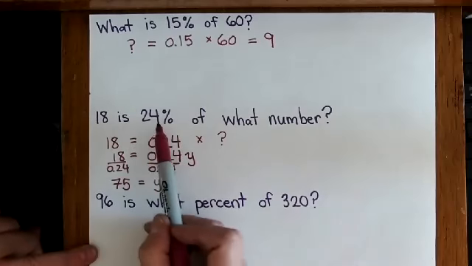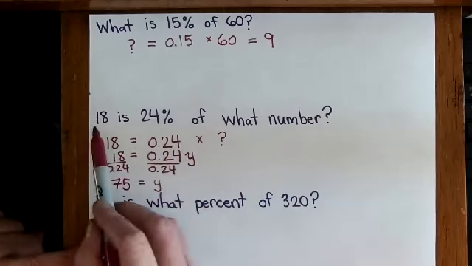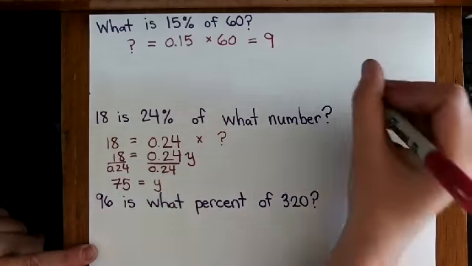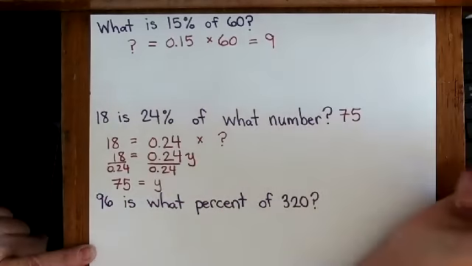18 is 24% of what number? 18 is 24% of 75.